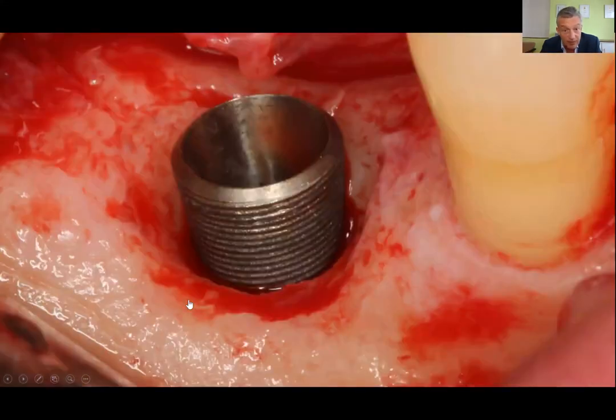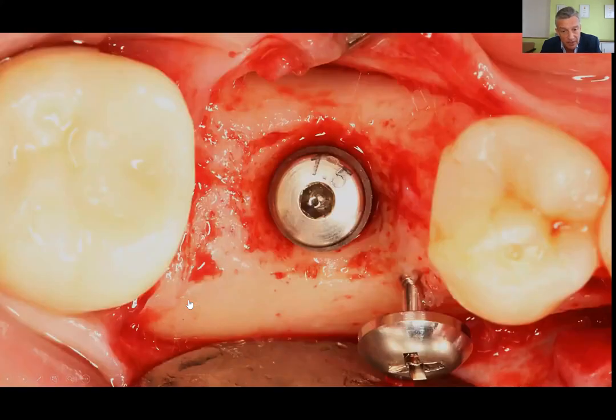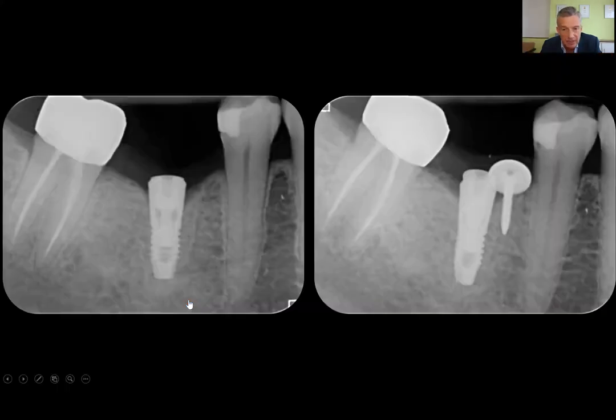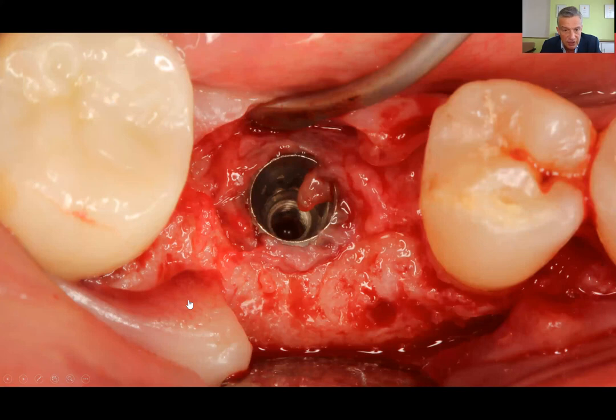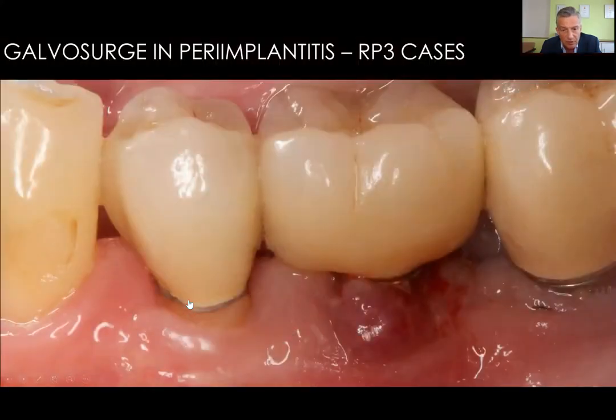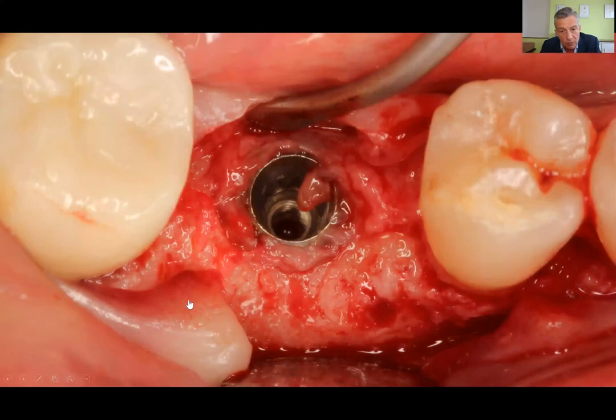RP3 cases. Again, cleaning is easy, but the question is, can we augment those cases? Again, we are using those umbrella screws to maintain space, because if you want to regenerate bone, then you need immobile space. You can also use other techniques, of course, titanium meshes, reinforced titanium Gore-Tex membranes, or whatever you prefer. I'm a fan of those umbrella screws, which make my life much easier than the techniques I used before. The situation before second stage, and this is the healing we achieved. Not that complete, but almost complete.